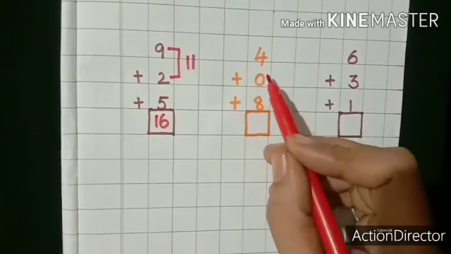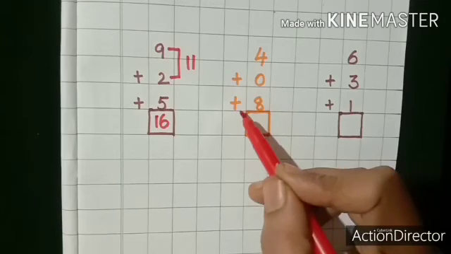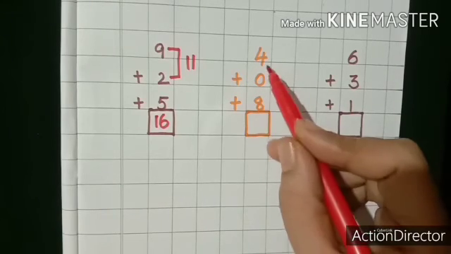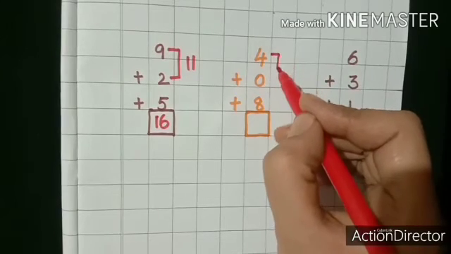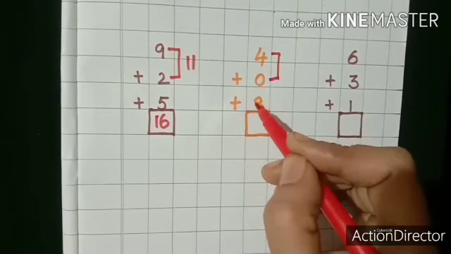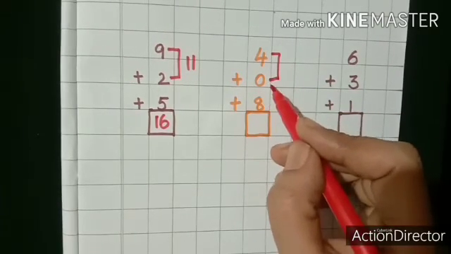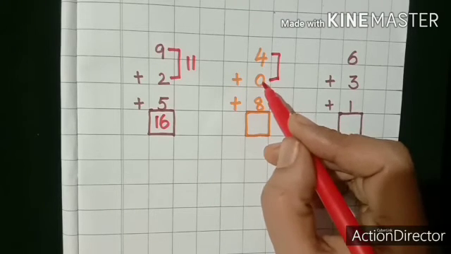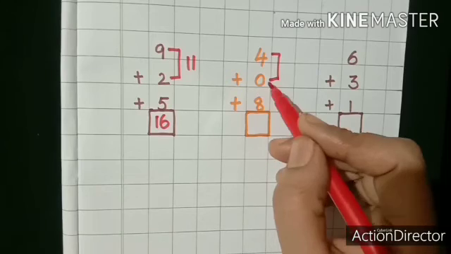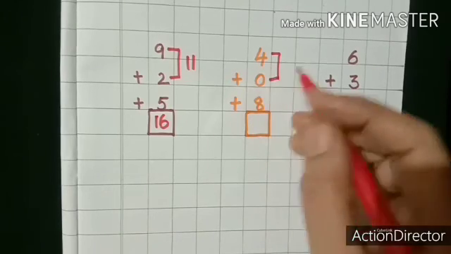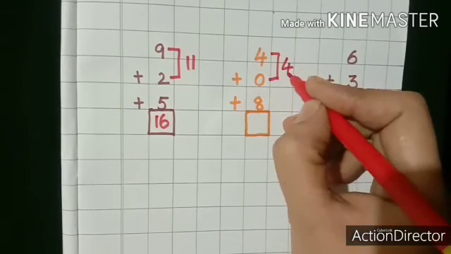The next one is 4 plus 0 plus 8. There are 3 numbers here. Let's add first 2 numbers. As per the first property of addition, when we add 0 to any number, we get the number itself. Hence, 4 plus 0 is equal to 4.